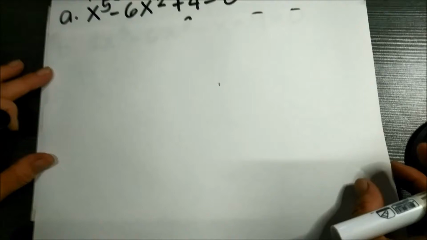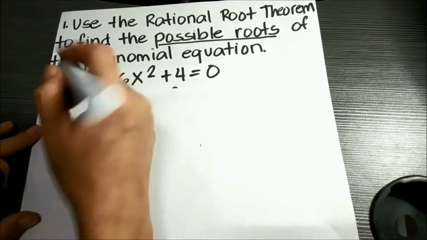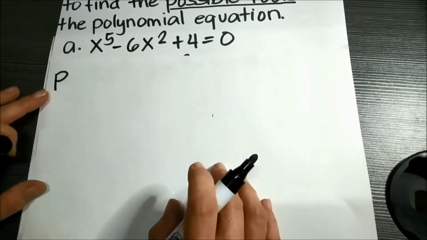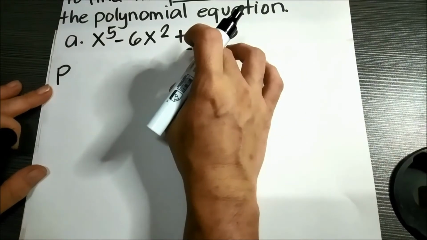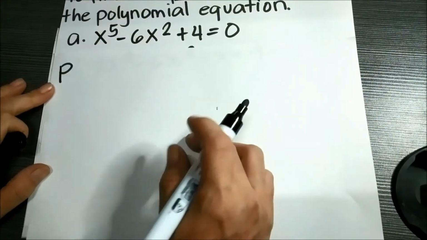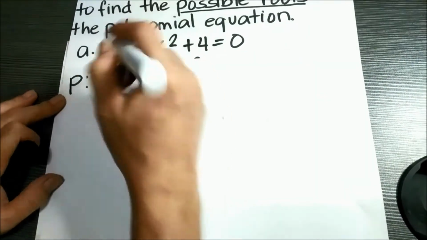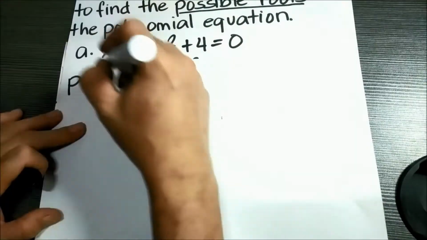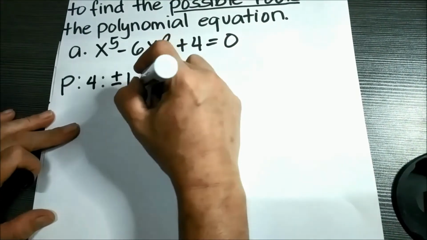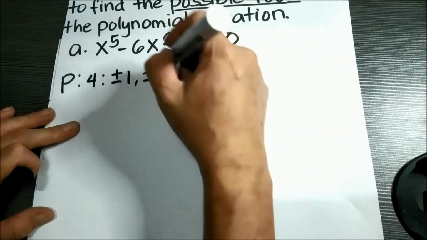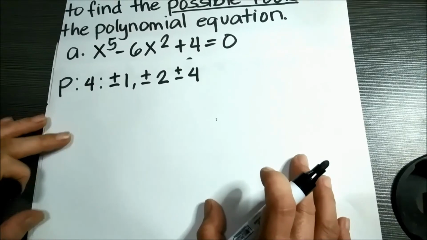So, based on the rational root theorem, we have to find P. And what is P? It is the factors of the constant term or 4. So, what are the factors of 4? So, let's start with positive and negative 1, positive and negative 2, then you have positive and negative 4.